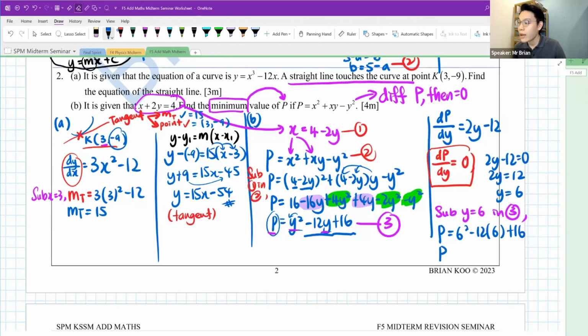The P that you get right here will already naturally be the minimum P value. P could be anything. Maybe P is the perimeter of something or whatever like that, right? It could be anything, really. So in this case, I got the minimum P value as negative 20.